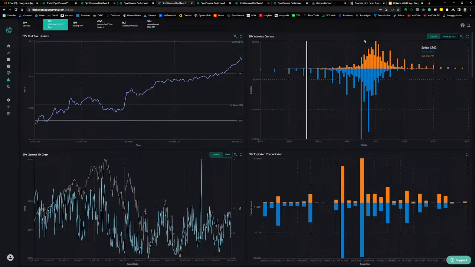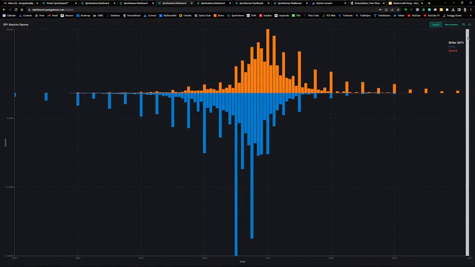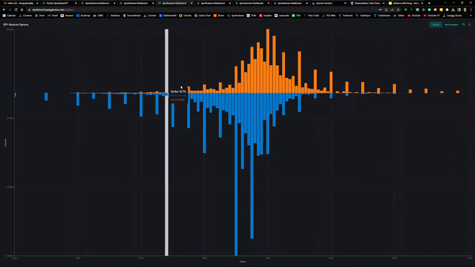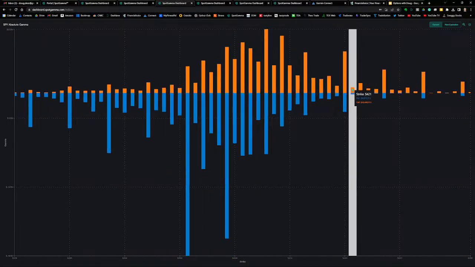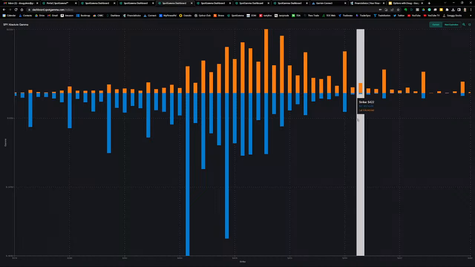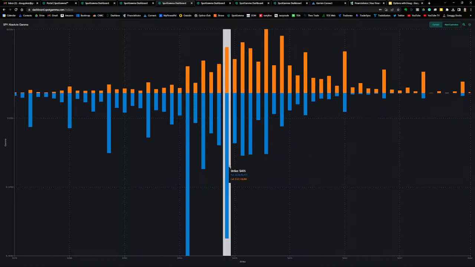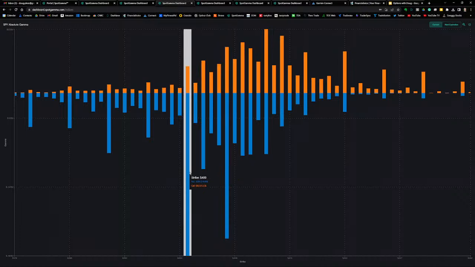All right, so let's take a look at the absolute gamma levels for SPY. I'm going to zoom in on this chart. And for SPY, the key gamma strike is at 405. That's shown right here, the strike with the largest absolute gamma. There's the put wall at 400. That's pretty obvious. Strike with the largest net negative gamma.